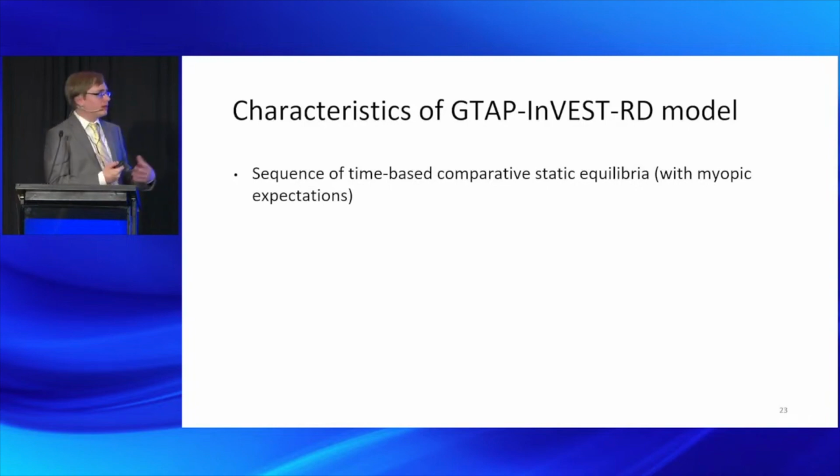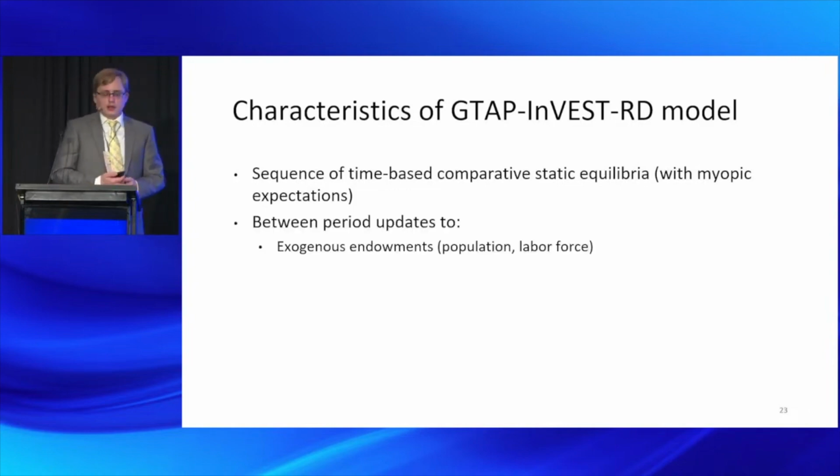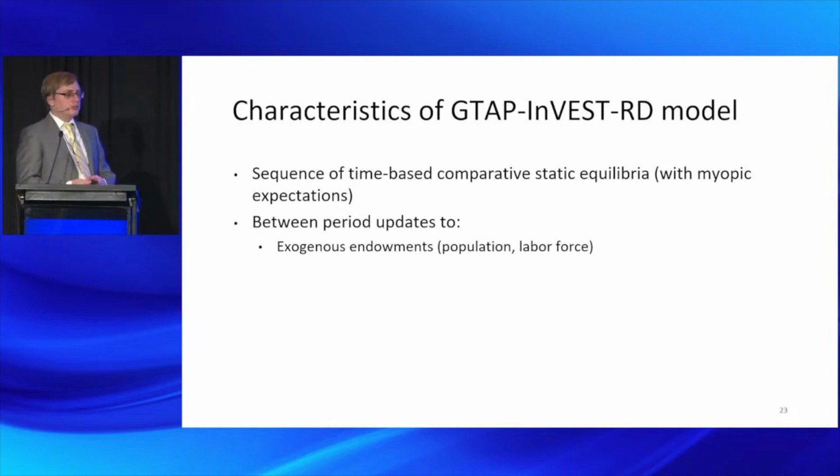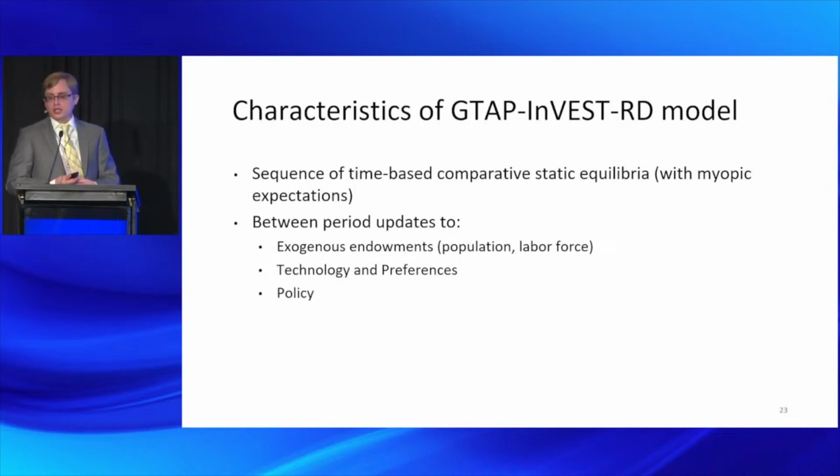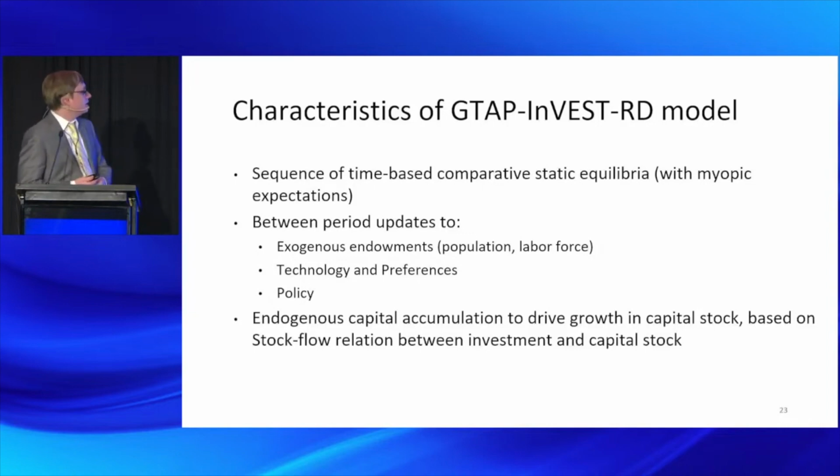But it's going to be leveraging what I described before and doing a sequence of time-based comparative static optimizations, but with myopic expectations. And so that's a big departure from, I think, a lot of the modeling approaches used in this banking type of community. But what that buys us is the ability to have much more detailed economy in terms of the number of sectors and the number of different regions. And basically, then we just take the outputs of one comparative static equilibrium calculation and plug it into the next year, but of course keeping track of how endowments change, technology and preferences, policy, etc.